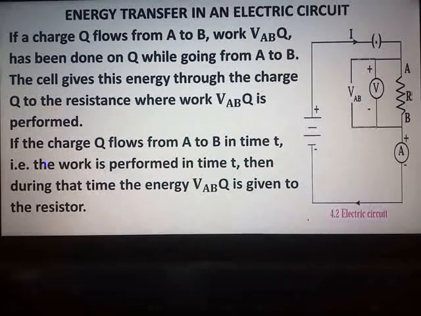Before starting with the topic, I would just like to highlight what an electric circuit is. I hope you have not forgotten all these terms which we have studied last year. An electric circuit means a continuous path of an electric current through the conducting wires connected to the two ends of a cell and other resistances. We had seen the different components and how they are connected in a circuit. So our first topic is energy transfer in an electric circuit.